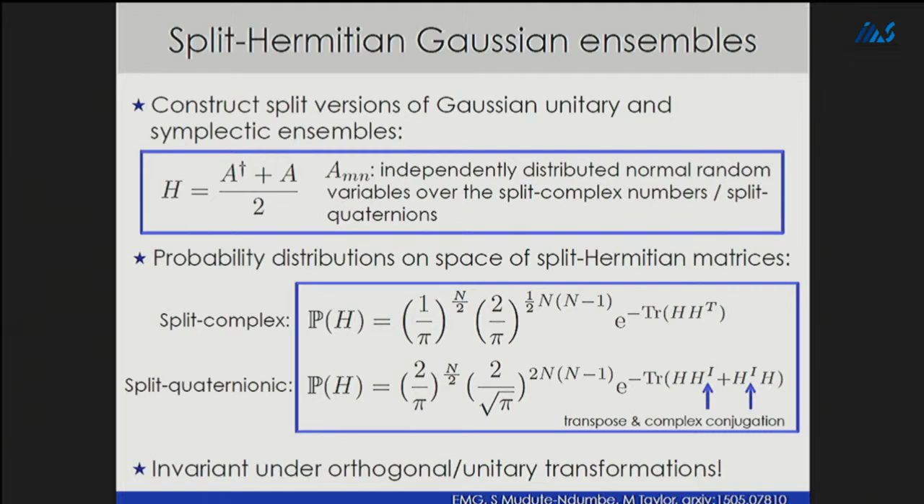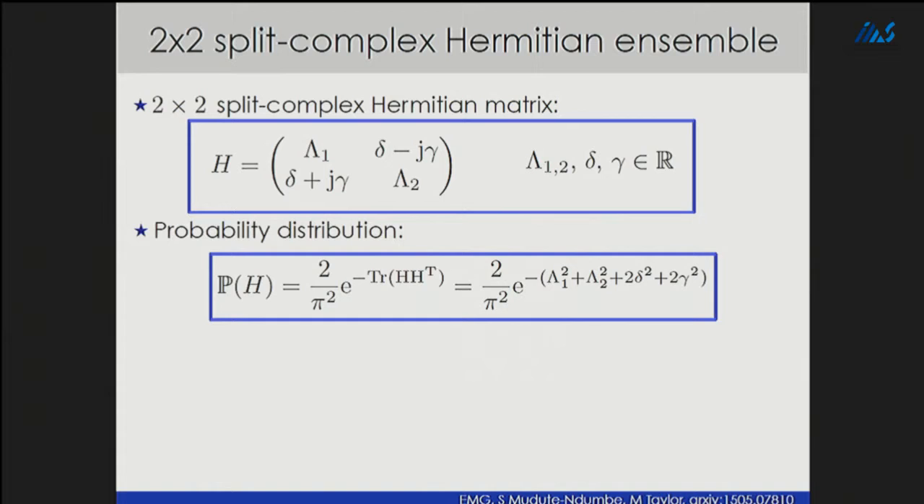Okay. So let me give you these 2x2 examples, because it's much easier to see. If I write a 2x2 split complex Hermitian matrix, I can write it in this way. Every 2x2 split complex Hermitian matrix can be parameterized in this way. I have four real parameters, which I just call lambda 1, lambda 2, delta, and gamma. And then I have the J here, which squares to plus 1. If I translate this probability distribution, that's what I've been saying, it's a very natural distribution now. It's just the Gaussian in lambda 1, lambda 2, delta and gamma.